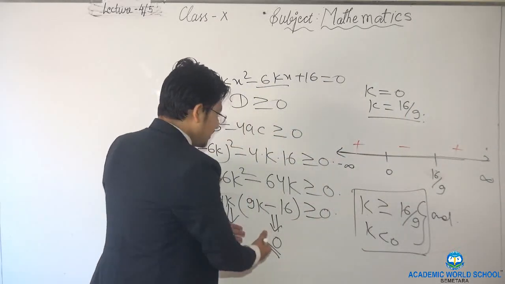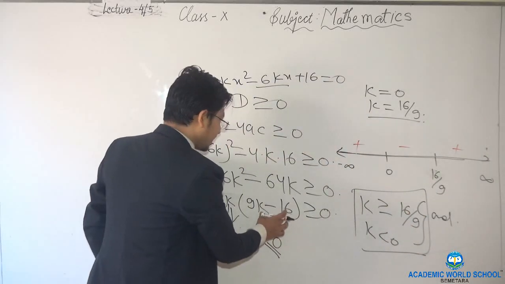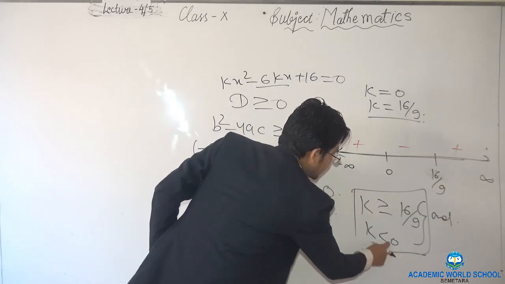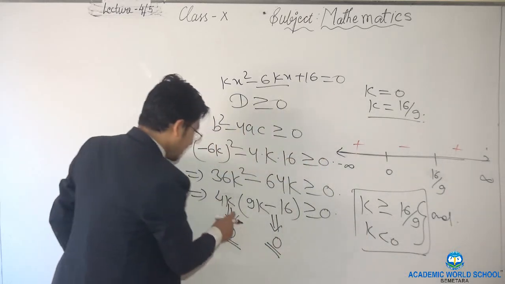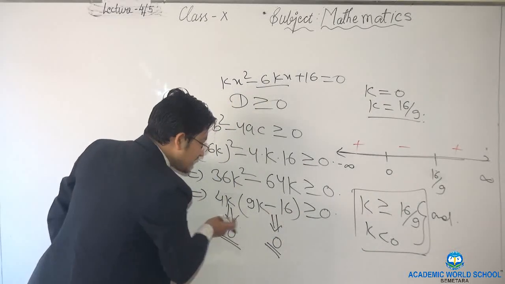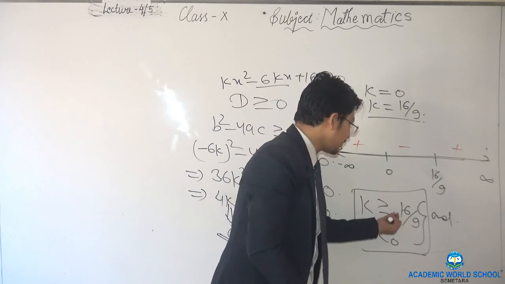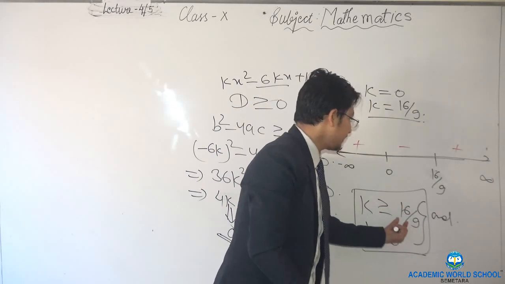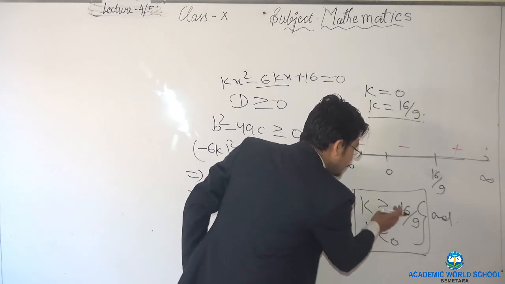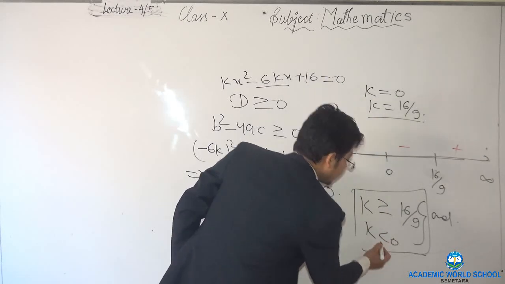So now we have to think, if I am going to substitute k greater than or equal to 16 upon 9, this value will always be positive. Or even if I substitute k less than 0, again for this situation also I will get a positive value. So that is why the answer is all values greater than or equal to 16 upon 9. It means 3 or more than 3, or any real value which is greater than or equal to 16 upon 9, and any real value which is less than or equal to 0.